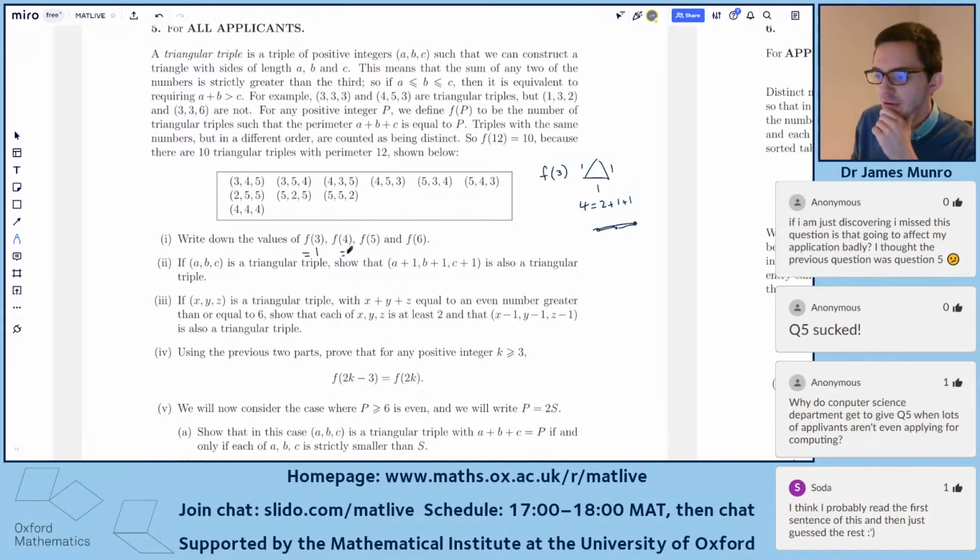So that's 0. F of 5, how do we make 5? Well, we could have 2 plus 2 plus 1, I suppose. So then my triples would be 2, 2, 1, 2, 1, 2, and 1, 2, 2. Those would be my triples. I think there are 3 possibilities for this because I'm allowed to switch the numbers around. And then f of 6, I think the only possibility now is 2, 2, 2 for a triangle.